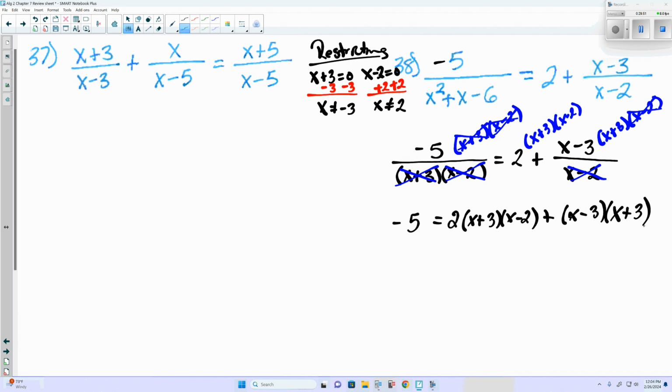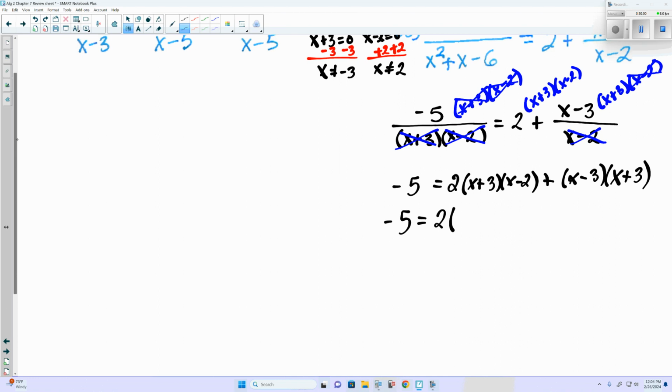Negative 5. Now we're going to have to multiply our x plus 3 and x minus 2 first. So we can distribute the x. X times x is x squared. X times negative 2 is negative 2x. 3 times x is plus 3x. And 3 times negative 6... 3 times negative 2 is negative 6.